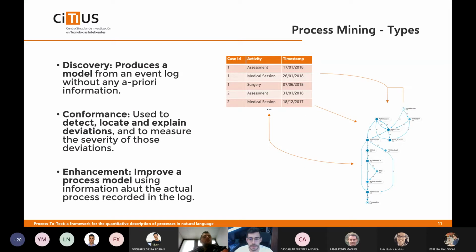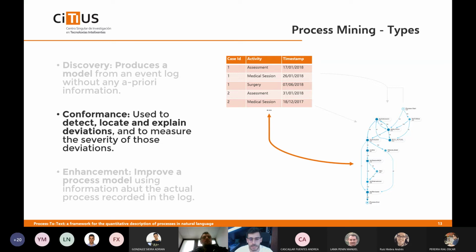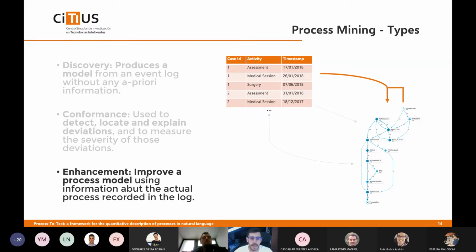We can identify three types of process mining. As I've already said, discovery algorithms take an event log and produce a model explaining its behavior. Once the process is discovered, it can be compared with its corresponding event log. Conformance checking is used to check if reality, as recorded in the log, conforms to the model and vice versa. So it can be used, for example, to detect and explain deviations in the behavior from the model. And finally, the idea is to improve an existing process model using the information recorded in the log.